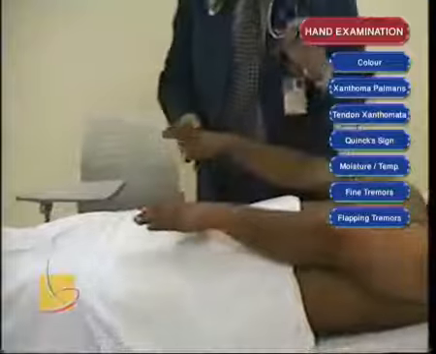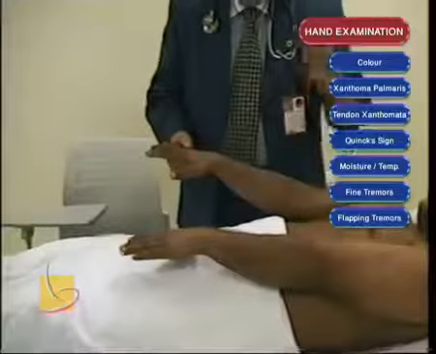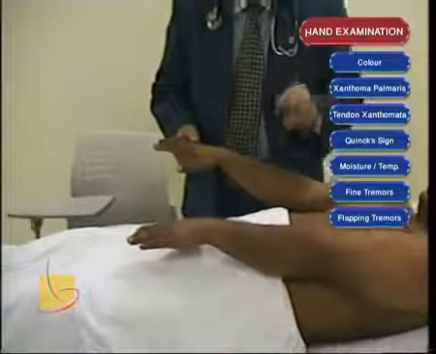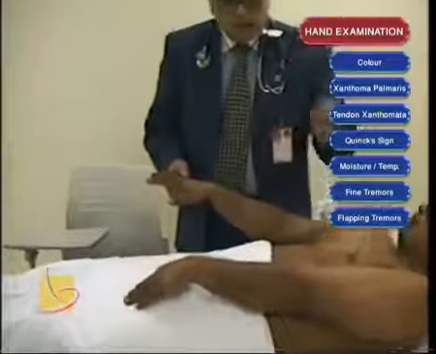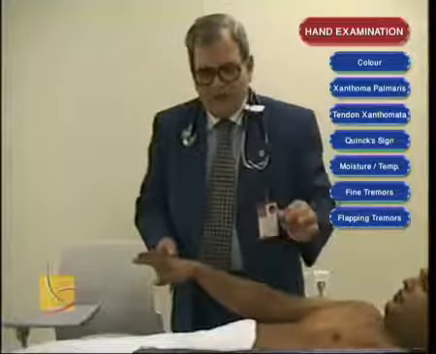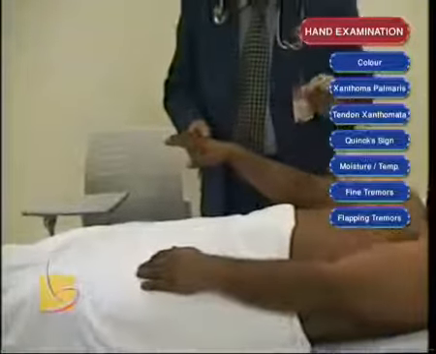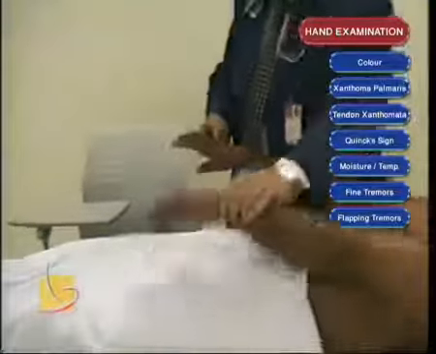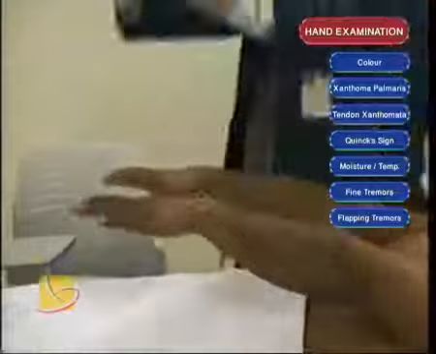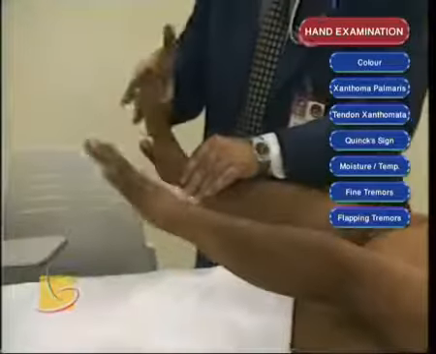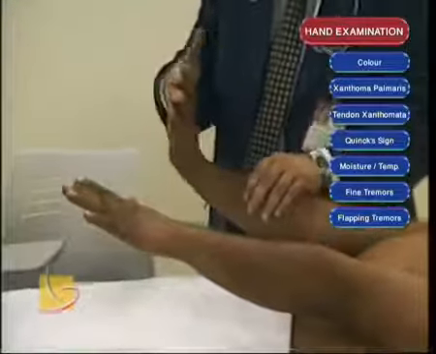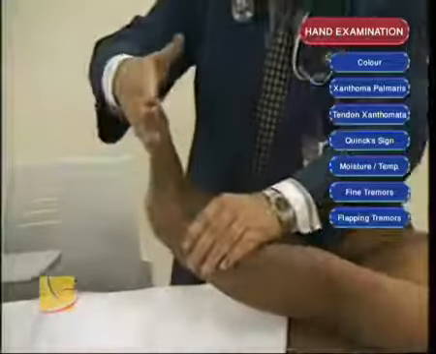And the flapping tremors here may be due to COPD, chronic obstructive pulmonary disease, associated with right-sided heart failure, i.e. associated with cor pulmonale. In that case, we ask the patient to stretch his arms fully and to extend his wrist joints as if he is pushing against a wall.